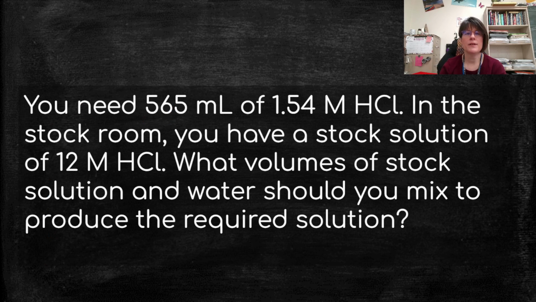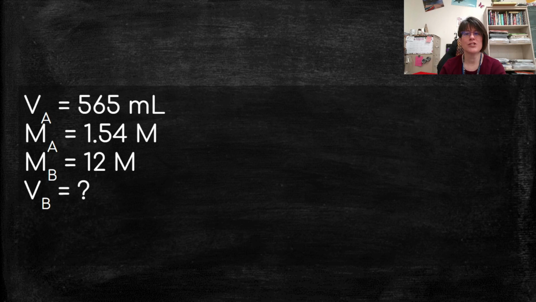An example: you need 565 milliliters of 1.54 molar hydrochloric acid. In the stock room, you have a stock solution of 12 molar hydrochloric acid. What volumes of stock solution and water should you mix to produce the required solution? I do this calculation all the time, guys. This is something I commonly do. So we have this information. Volume A is 565 milliliters. Molarity A is 1.54 molar. Molarity of B is 12 molar, and volume B we don't know.